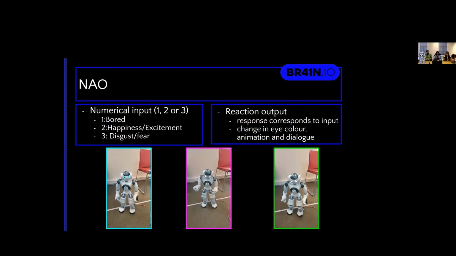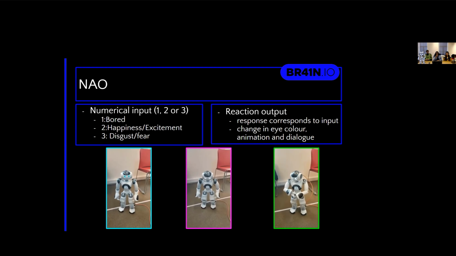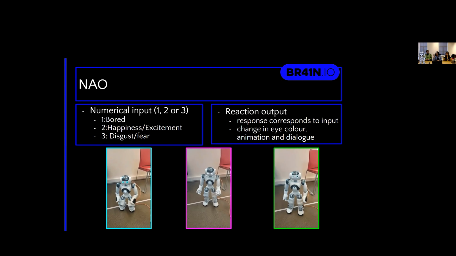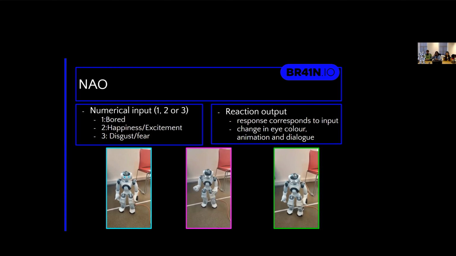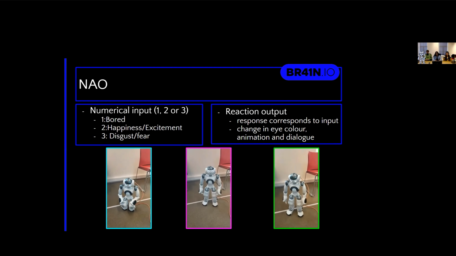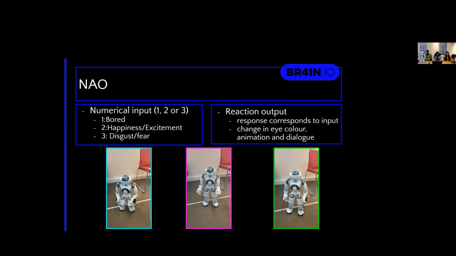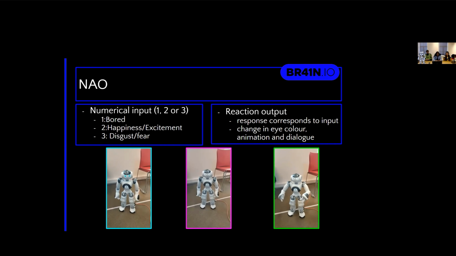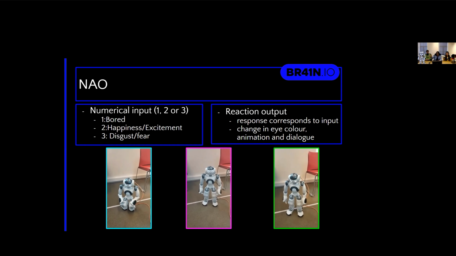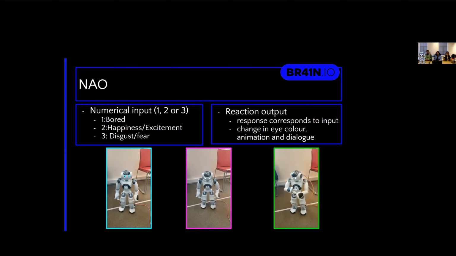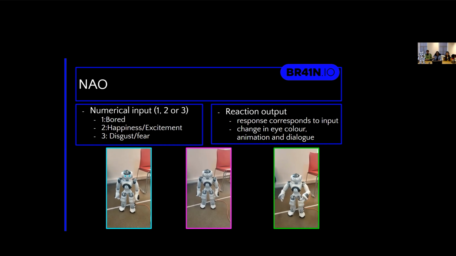Based on that, the output of the model resulted in a numerical value, 1, 2, or 3. That numerical value was then sent to NAO, which translated it and provided a reaction. The number 1 correlated to the emotion of bored or just neutral feelings. Second was for happiness and excitement, and third was for disgust and fear. The reactions, which we hope to demonstrate soon, are a combination of a change in eye color, the dialogue, voice pitch, as well as movement animation.